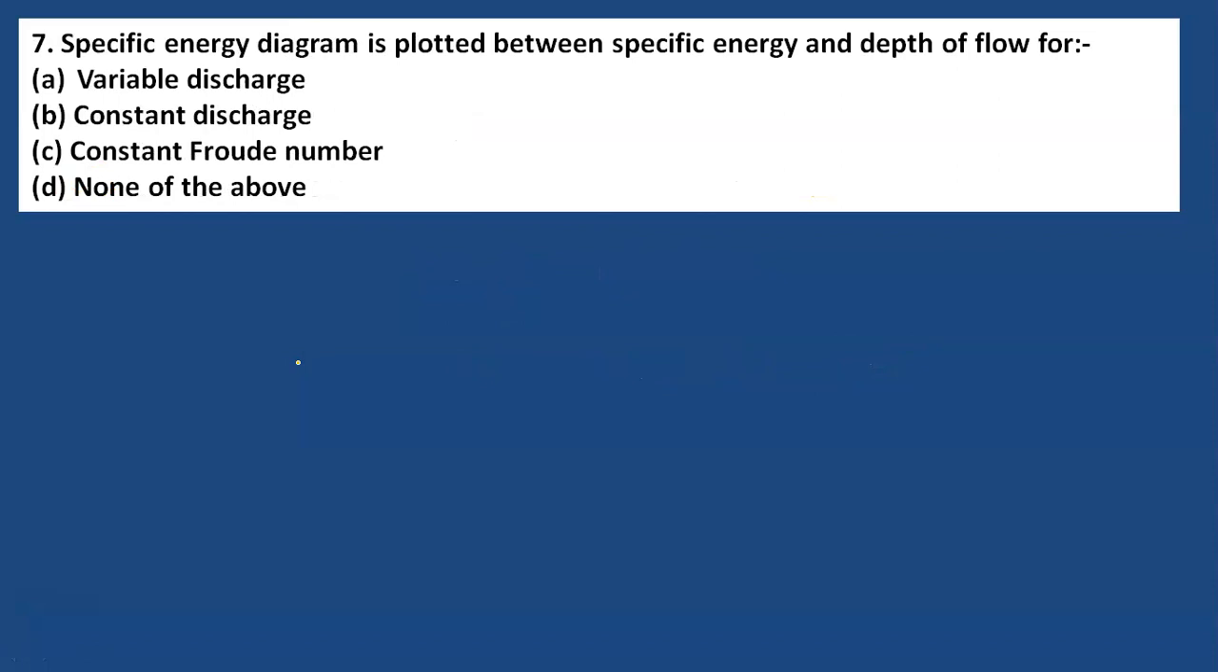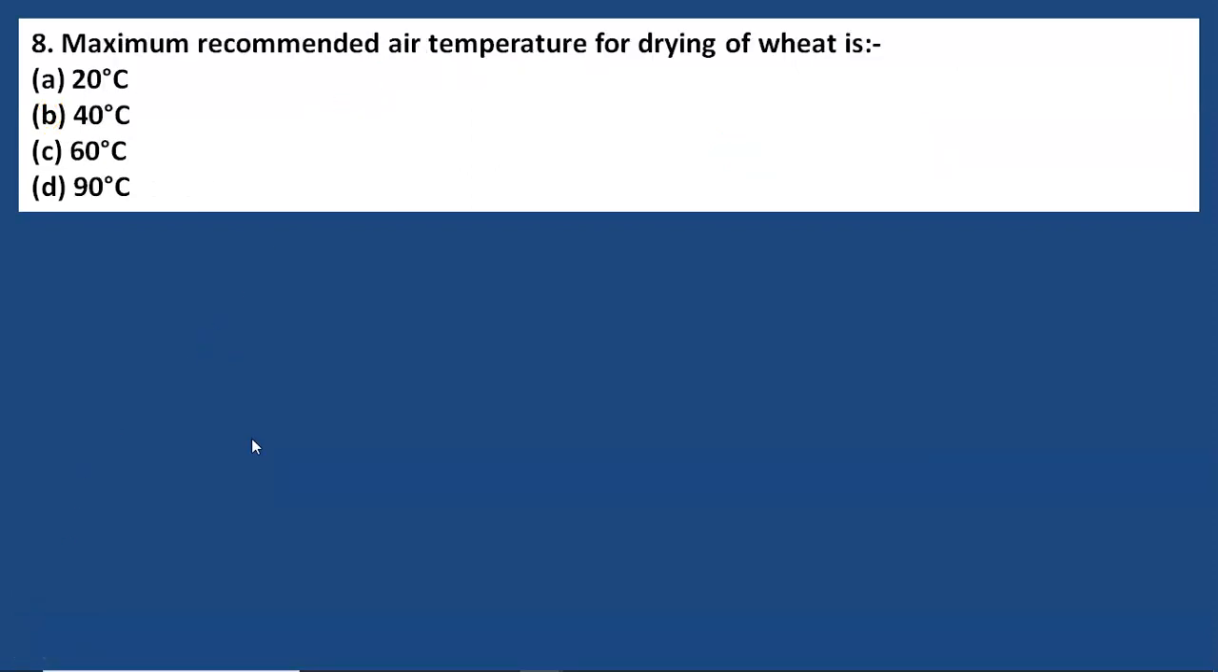Next, the specific energy diagram is plotted between the specific energy and depth of flow for constant discharge. Okay, option B is the correct answer. So next question, the maximum recommended air temperature for drying of wheat. For wheat, the recommended air temperature is 60 degrees Celsius. Okay, so option C is the correct answer.